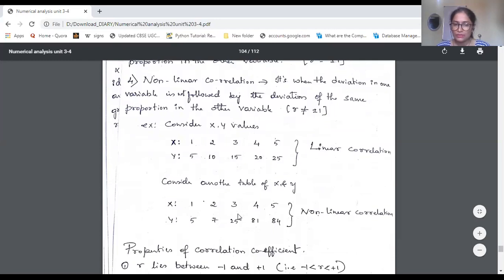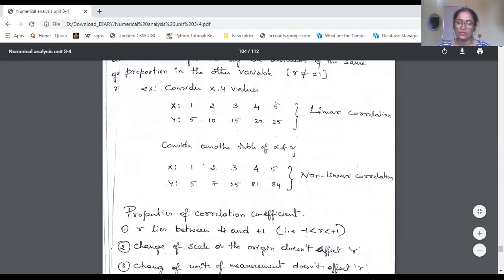For every increment in x, there is no proportionate increment in y. Here the difference from 7 to 5 is different from the difference from 25 to 7. So this is an example of a non-linear graph. If we plot these values in the graph, we will not get a line, we will get a zigzag path. That's why this is called non-linear correlation.